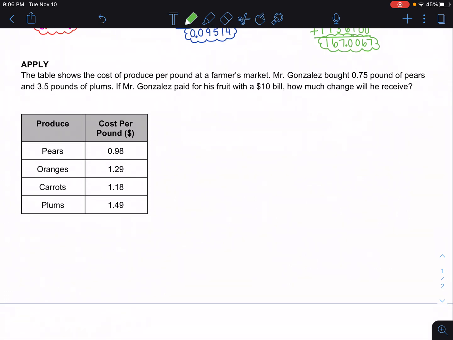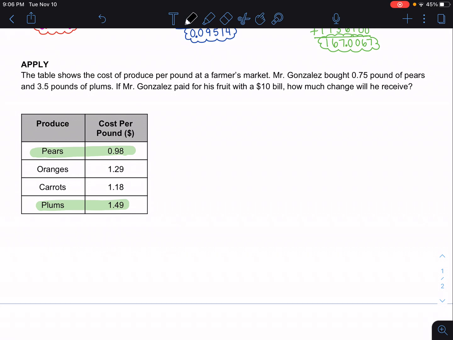Last, we have the apply problem. This says the table shows the cost of produce per pound at a farmer's market. Mr. Gonzalez bought 0.75 pounds of pears, so I'm looking at pears, and 3.5 pounds of plums. So I'm looking at these two right here. If Mr. Gonzalez paid for his fruit with a $10 bill, how much change will he receive? So first I need to figure out the cost of the pears and the plums that I bought.